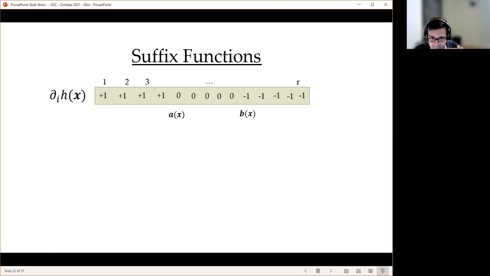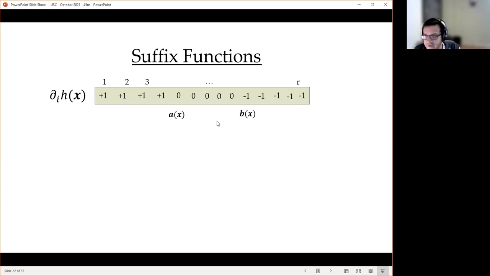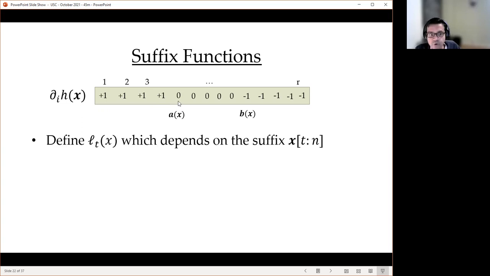So to complete the description, I actually need to figure out what A and B are. And A and B will depend on suffix functions. Given X, I'm going to look at L_T(X), which says how much mass X has from the coordinate T up to R. I'm going to tell what the function exactly is, and then I'm going to run an example.